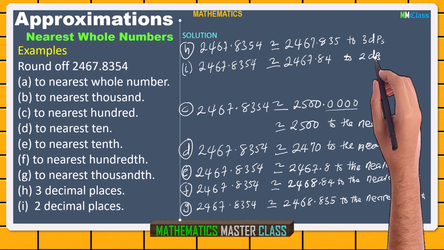So look at it. One thing I want you to understand here is that when you are dealing with nearest whole number, nearest thousand, nearest hundred, nearest 10, nearest tenth, you should know that when you are dealing with a whole number, as in a large number, the zeros are very important. But when you are dealing with a small number, zeros are no longer important because they are coming after the decimal point.